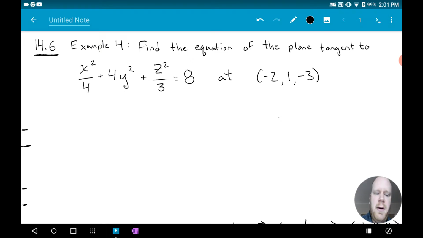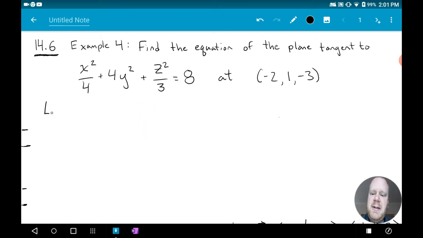The first thing I want to point out about this problem is you already have, from a previous section, an equation for the tangent plane that uses these partial derivatives of z with respect to x and y. We're not going to be able to use that in this problem because if you try to solve for z as a function of x and y, solving for z is going to give you something that's not a function. So you'll have plus or minus square root of some value, and that's going to keep you from being able to call this a function. So we can't do that.